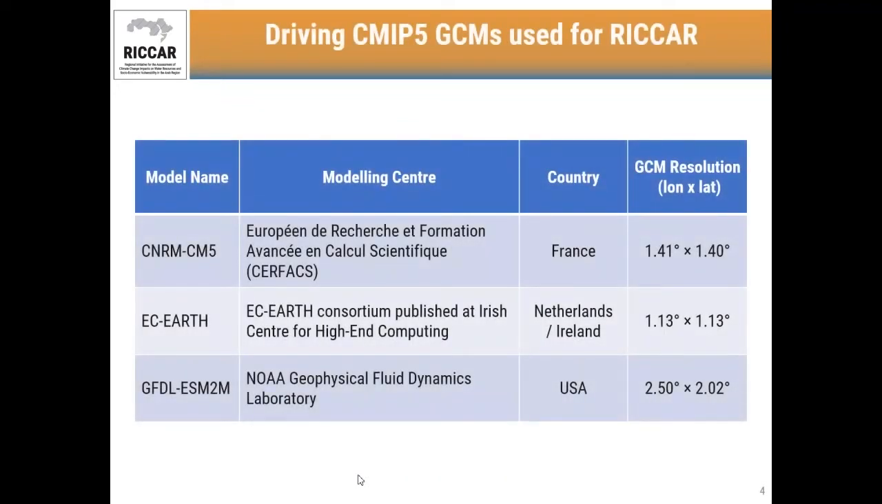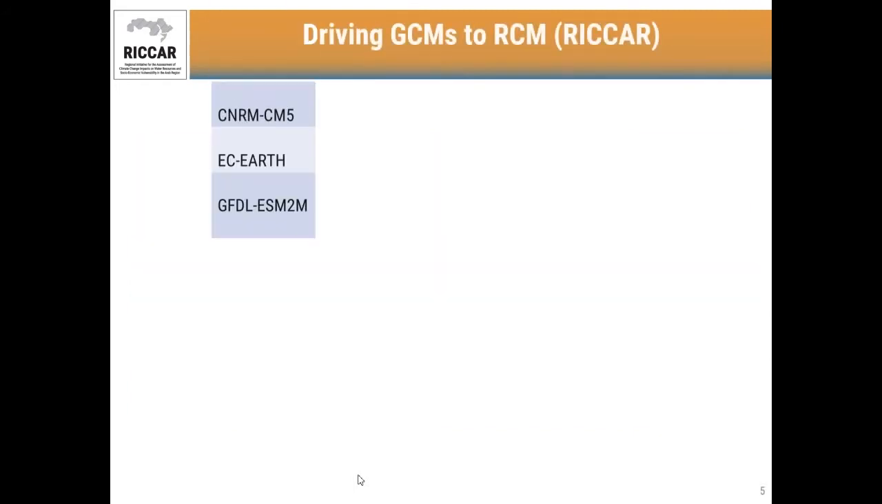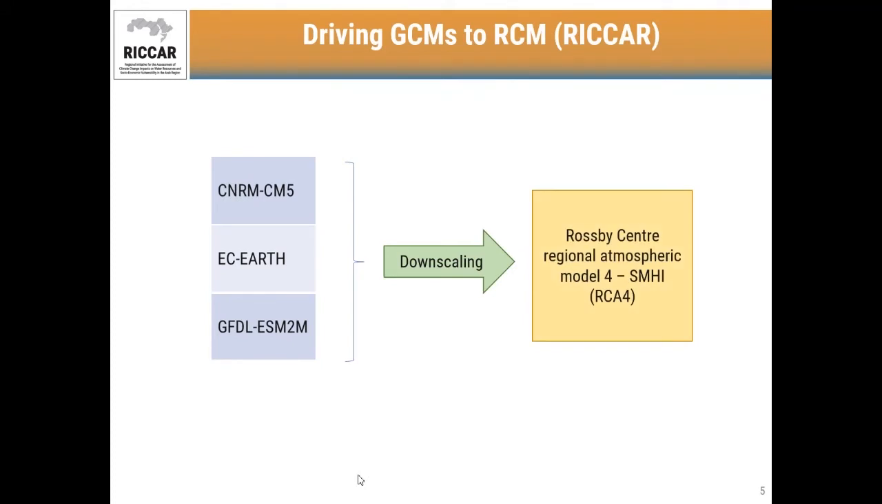So again, I know we've been discussing the 3 GCMs, the global climate models that have been used for RICCAR. Again, they are CNRM-CM5, EC-Earth, and GFDL-ESM2M. As seen on the slide, you can see the different specifications describing these 3 climate models. The GCM resolution is the resolution of the whole model, the global climate model itself. And we've downscaled to 50 kilometer or 0.44 degrees, as well as 25 kilometer or 0.22 degrees. We downscaled these 3 climate models using the RCA4 model, which was developed by SMHI.